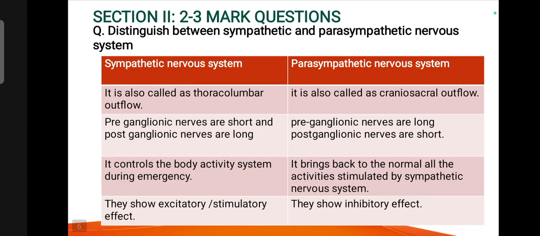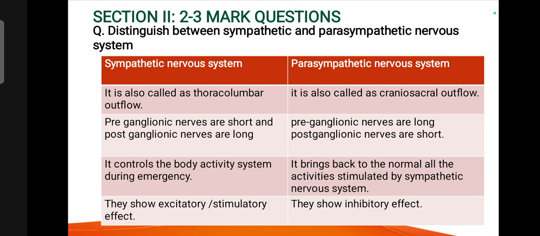Distinguish between the sympathetic and parasympathetic nervous system. The sympathetic is also called thoracolumbar outflow. The parasympathetic is also called craniosacral outflow because it originates from the cranium and sacrum region. In the sympathetic, preganglionic nerves are short and postganglionic nerves are long. In the parasympathetic, preganglionic nerves are long and postganglionic are short.